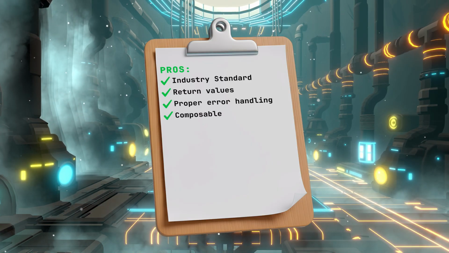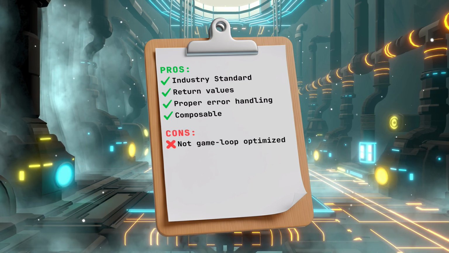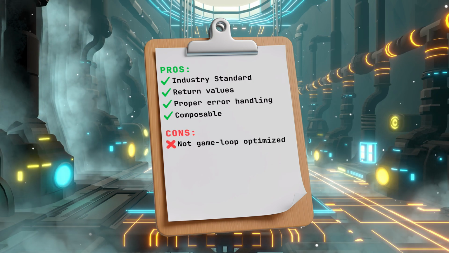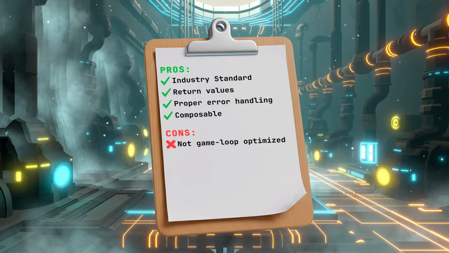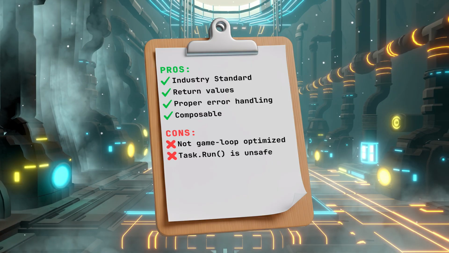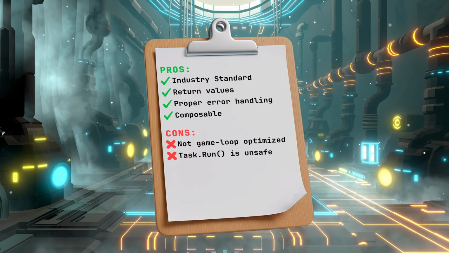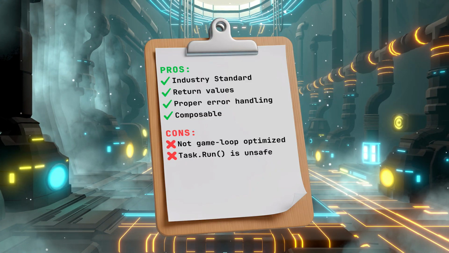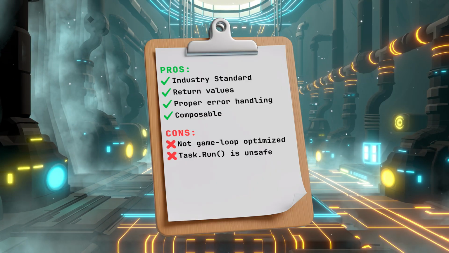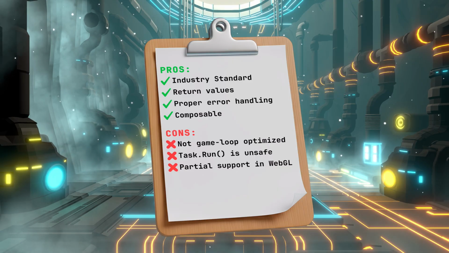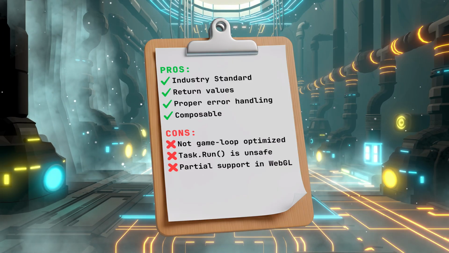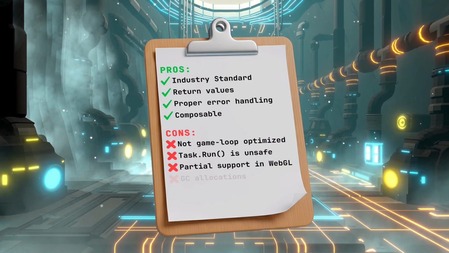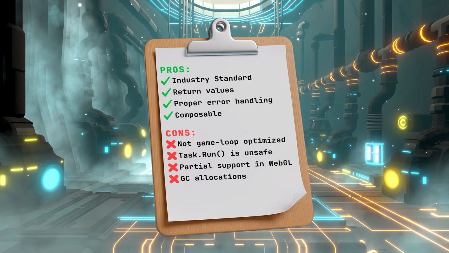Well, tasks aren't optimized for Unity's game loop. They don't understand frames and can cause desynchronization. Task run spawn threads, which is dangerous in Unity. Most of Unity API can't work from non-main thread. Tasks also not fully supported in WebGL builds. Even a simple task delay will crash your build. And lastly, they allocate more memory than they should for a game engine.